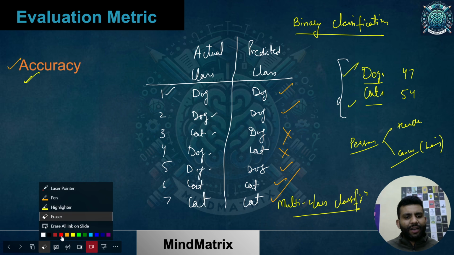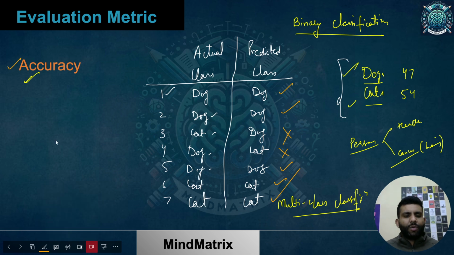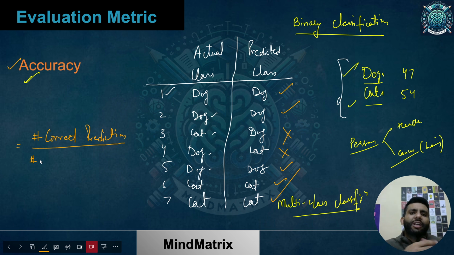I can simply write it as, see this over here. So accuracy is nothing but the number of correct predictions for all the classes, because all the classes are considered all together, divided by total data points or total predictions, whatever, because the total predictions will be equal to the total data points we have considered. So that's what our accuracy is.